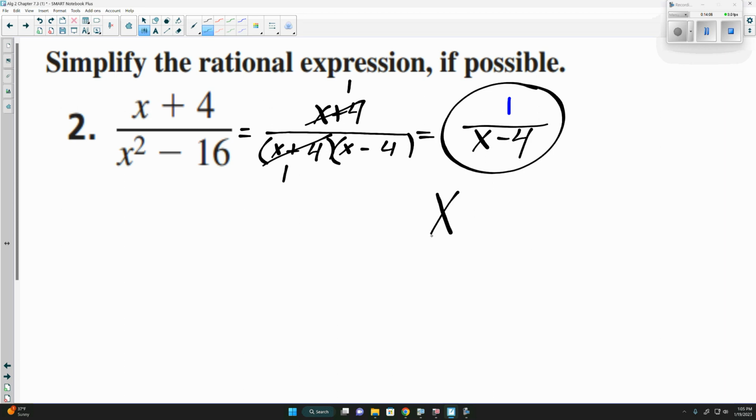And if we were listing the restrictions, x cannot be negative 4 and 4. Because negative 4 would make x plus 4 be 0, and 4 would make x minus 4 be 0. Questions on any of this here?